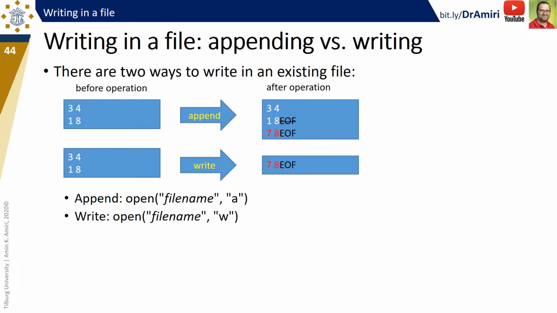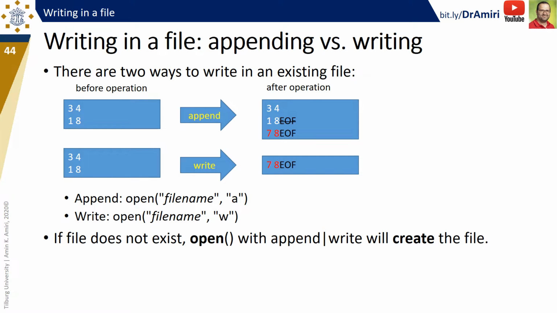As you can see in the method, if you want to open the file using the append mode, then you need to provide string A as the second argument. If you want to open the file in the write mode, then you need to provide W as the second argument. Note that if a file does not exist, open regardless of using string A or string W as the second argument will create the file for you.